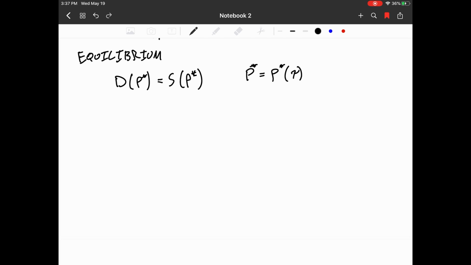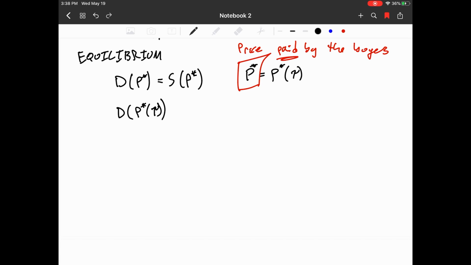Now, a little bit of notation here. When we say this price is the price paid by the buyers, we can substitute in our P star as a function of tau into the demand curve. And that's going to return the quantity demanded at the price in equilibrium with the tax.